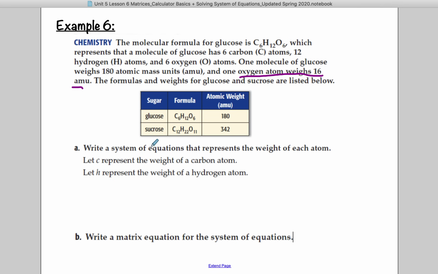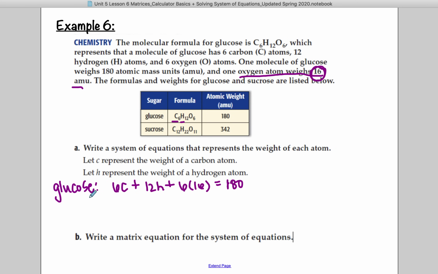Okay, so let C represent the weight of a carbon atom. And H represent the weight of the hydrogen atom, which is just our H in our formula. The way I'm going to do this is I'm going to write one for glucose. Well, there's 6 carbons, so 6C, because I don't know the weight of a carbon, plus 12H, because I don't know the weight of a hydrogen, plus 6 times oxygen. The problem told me how much an oxygen one is, so 6 times 16. And if I add up those 3 atoms, it weighs 180. There's my first step for glucose.